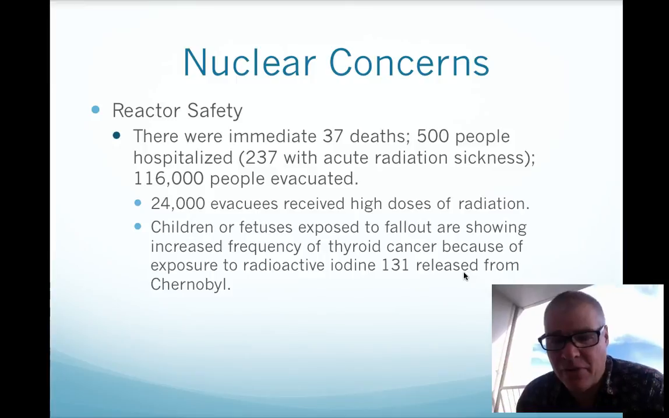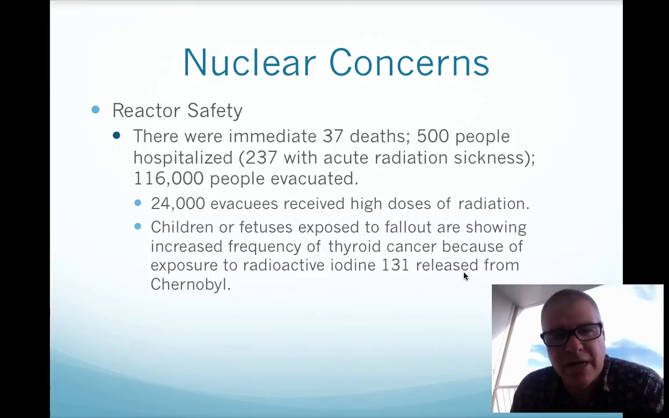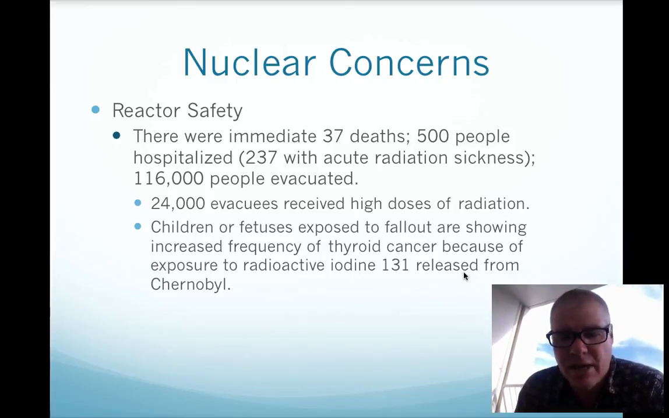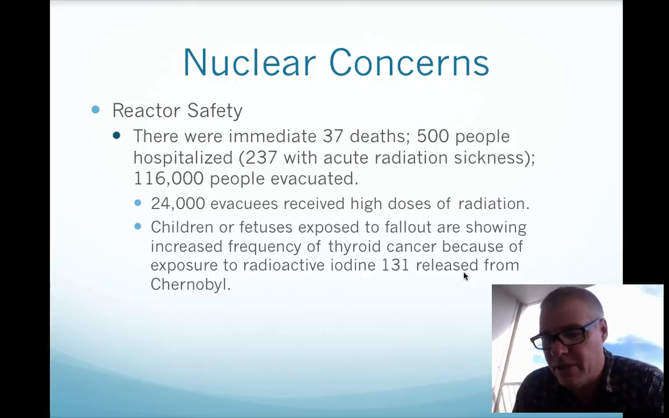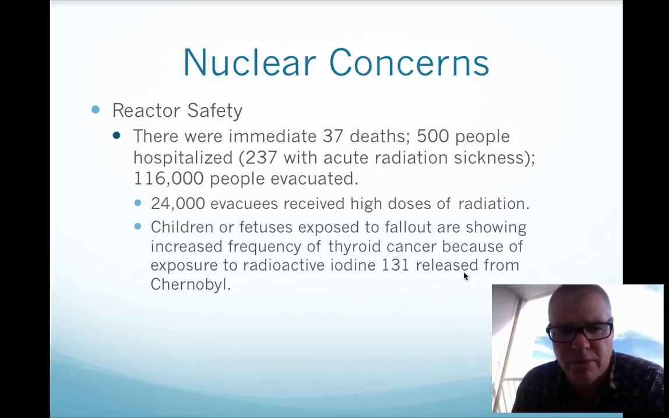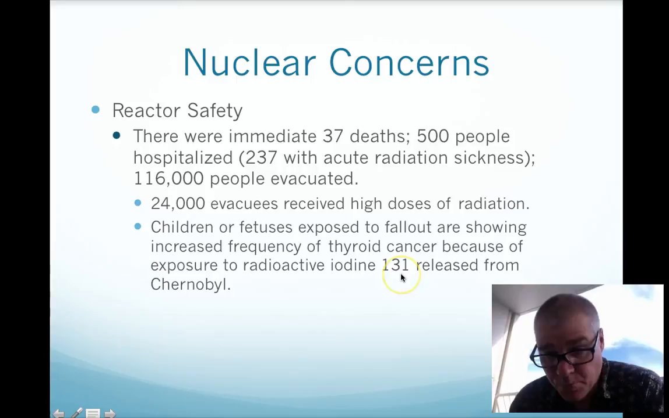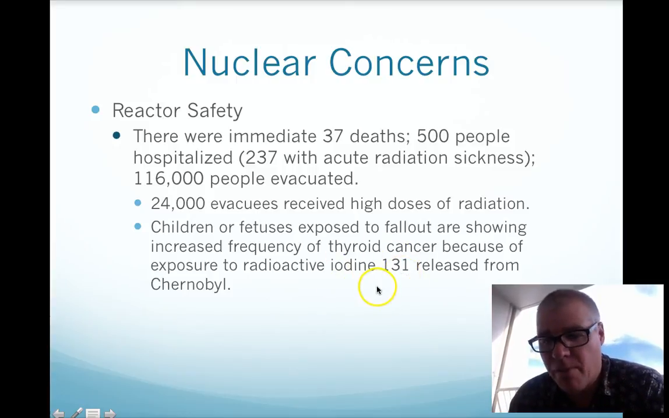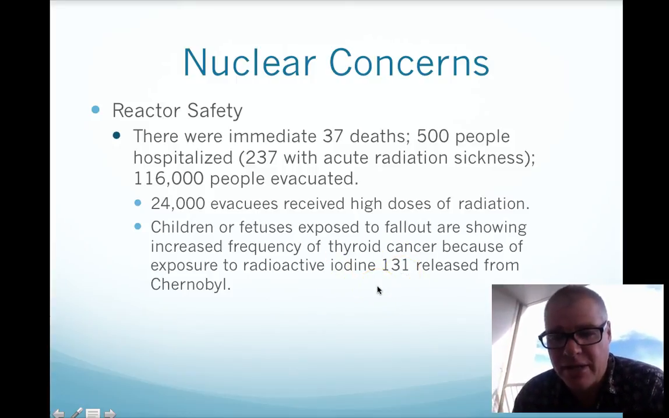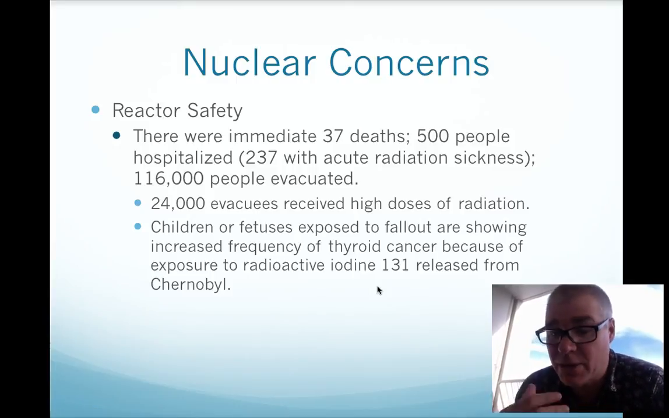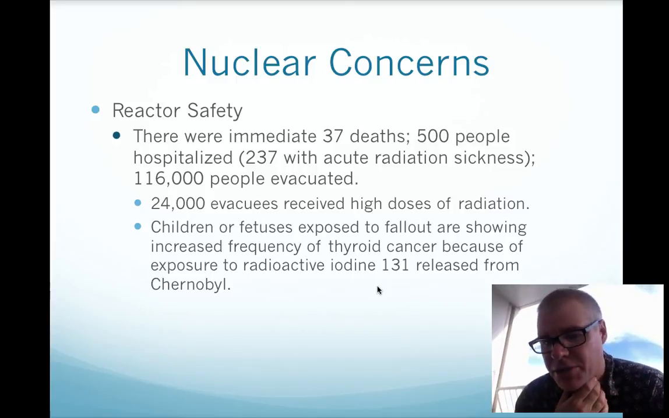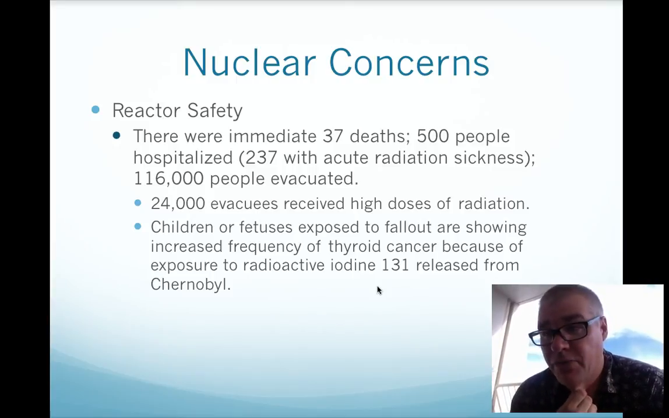There were immediately about 37 deaths, 500 people hospitalized, many with acute radiation sickness, but hundreds of thousands of people ended up being contaminated, and many of them developed more long-term health problems. Particularly, there's something called iodine-131, which is really a problem in the first month or so after a disaster. It has a fairly short half-life of a matter of days, but if you're exposed to it, it can give you thyroid cancer.